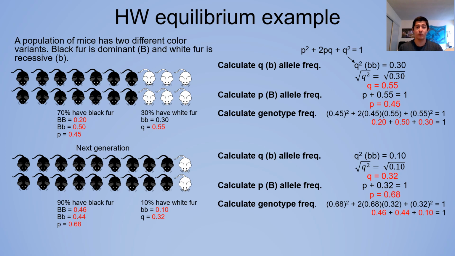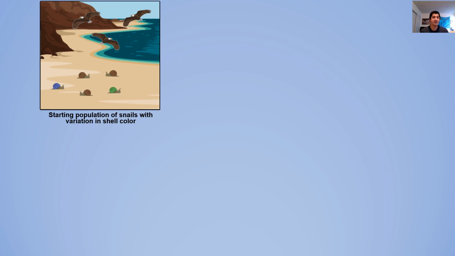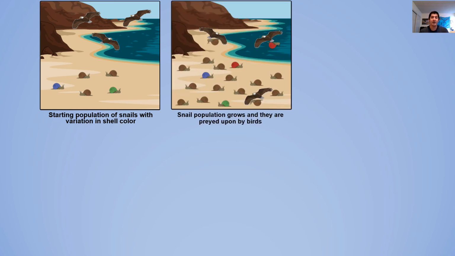And to give you more of a visual representation of what this might look like in a natural population, let's imagine that we have this population of snails that lives on this sandy beach, and we have a starting population of snails with a variation in shell color. So you can be brown, which blends in more with the sand, or you can have a colorful shell. Now this snail population will eventually grow, and they are preyed upon by these birds.